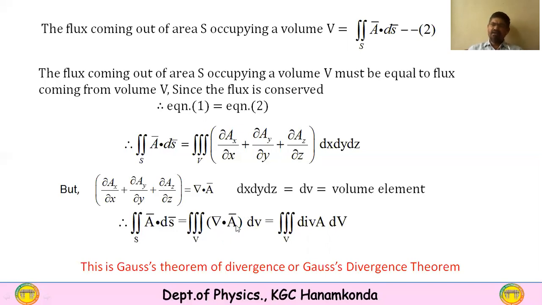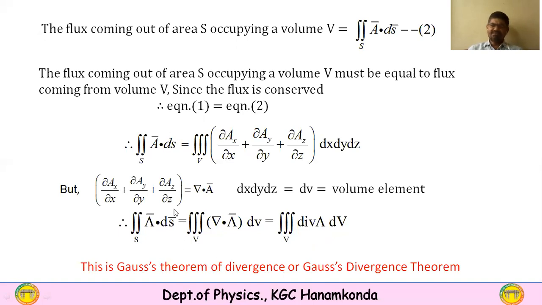This del bar dot A bar is nothing but the divergence. Therefore, this is the mathematical expression which we have seen in the statement of the Gauss divergence theorem. Therefore, the Gauss divergence theorem is proved. This is Gauss theorem of divergence, or the Gauss divergence theorem.